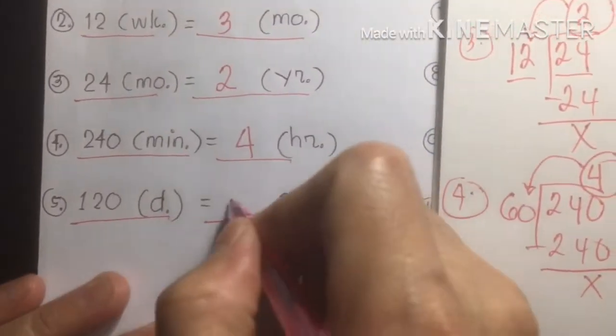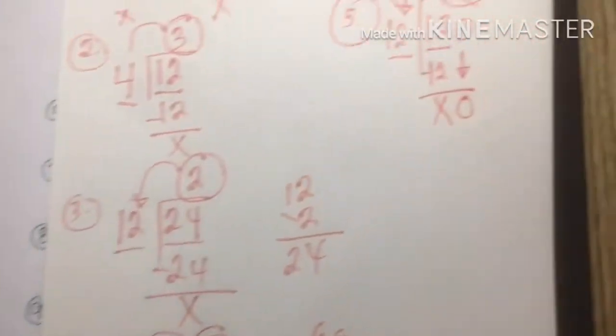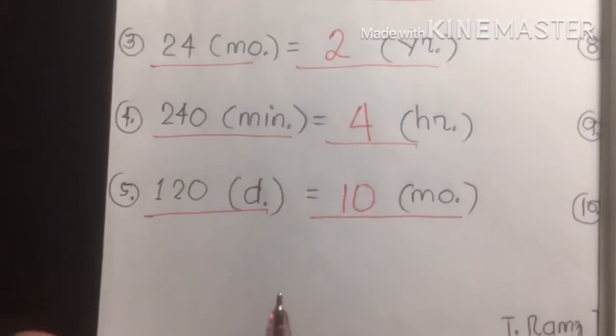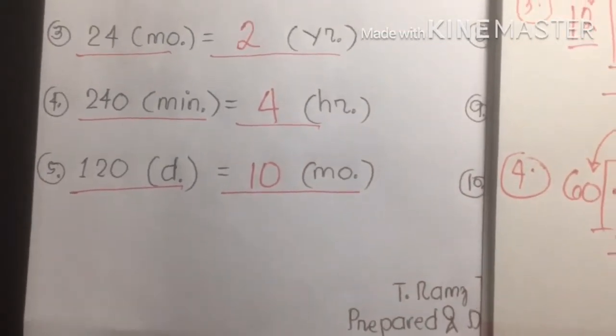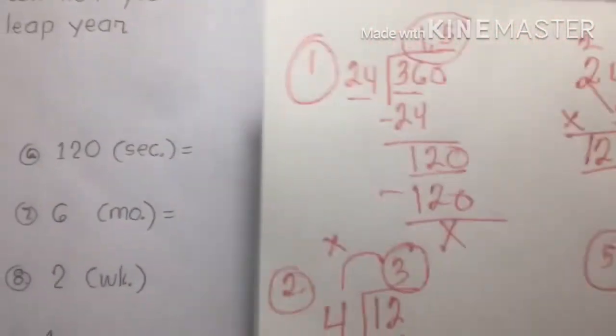How many months? The answer is 10 months. Hope you can follow. That's our number 5, what we call the solutions. And of course, we have our answer sheet to avoid confusing you, my dear viewers. Okay, next is number 6.